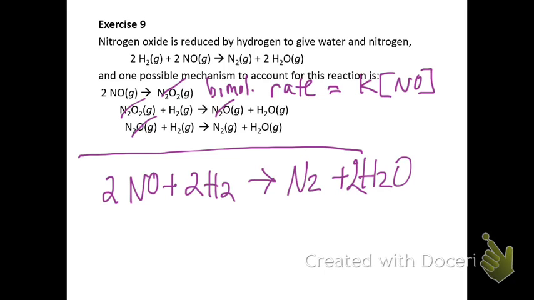And then the second one is rate is equal to k[H2]. That's unimolecular. And then the last one, hi Logan, just throw it away.